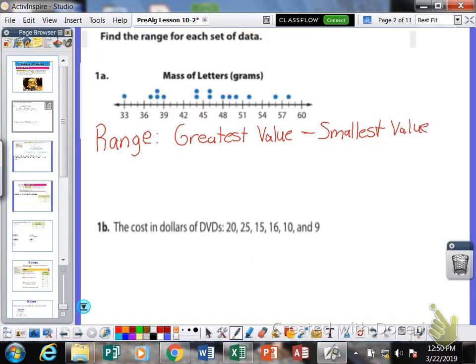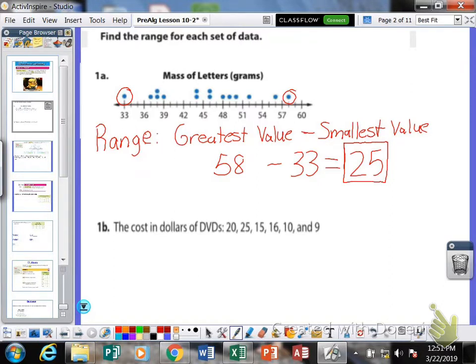Okay, just as a reminder for you guys, I would write that down. And our greatest value here in this dot plot would be 58 minus my smallest value, in this case 33. So that's going to give me a range of 25. So my range there is 25.